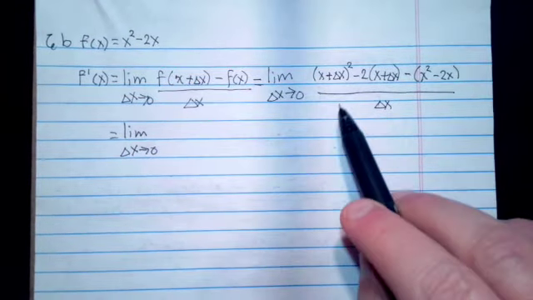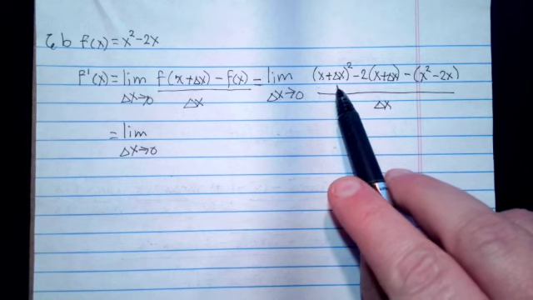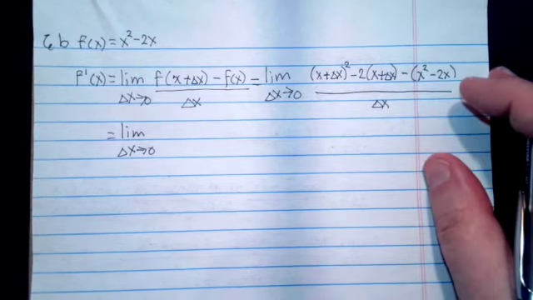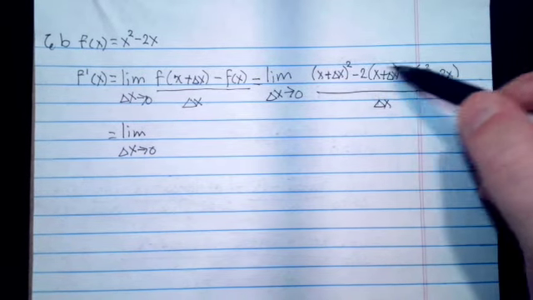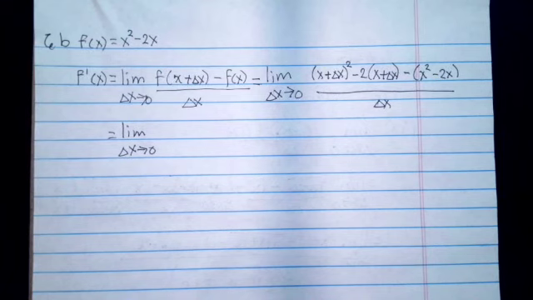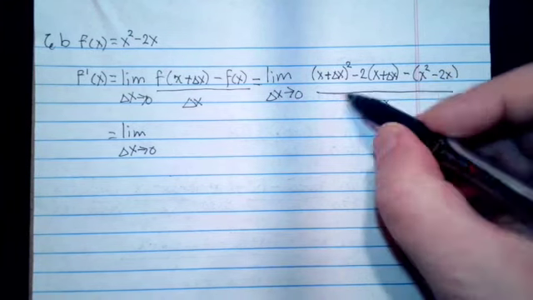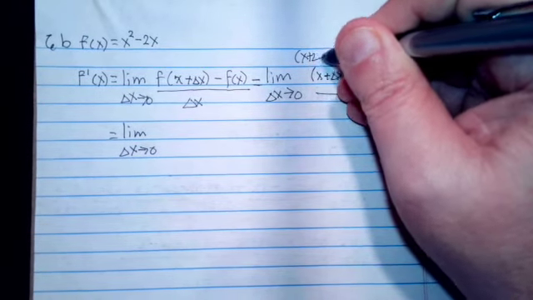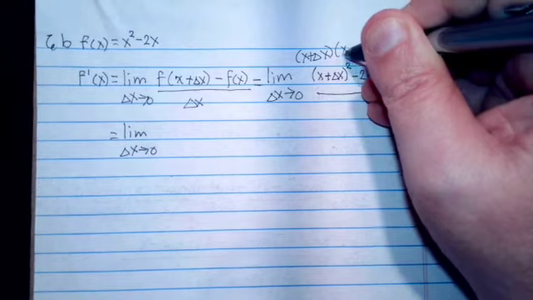And if we substitute in 0 for delta x at this point, we'll get 0 over 0, which isn't good enough. So let's multiply all this out and combine everything we can, and then we should be able to simplify and get a more meaningful answer. All right, so remember that what this is telling us to do is to multiply x plus delta x by itself.